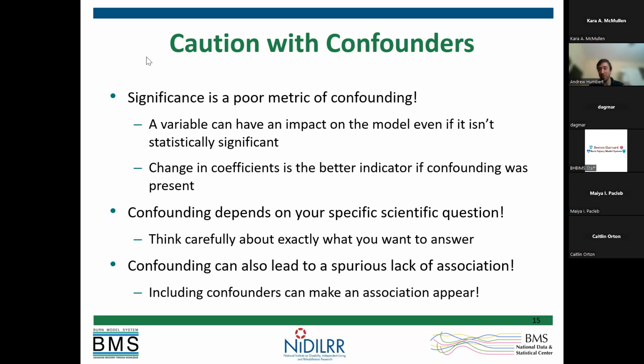But if you are ever considering whether something is a confounder based on modeling, it's important to look at how it is affecting the actual estimates. Don't focus as much on the significance of those values. It's also important to note that confounding really depends on your specific scientific question. We're going to get to this in one of the examples, but depending on your specific question, even if the variables are all the same, you may or may not include certain variables as confounders based on the exact question you want to answer. So it's really important to think critically about your very specific question and make sure you narrow it down as precisely as possible.